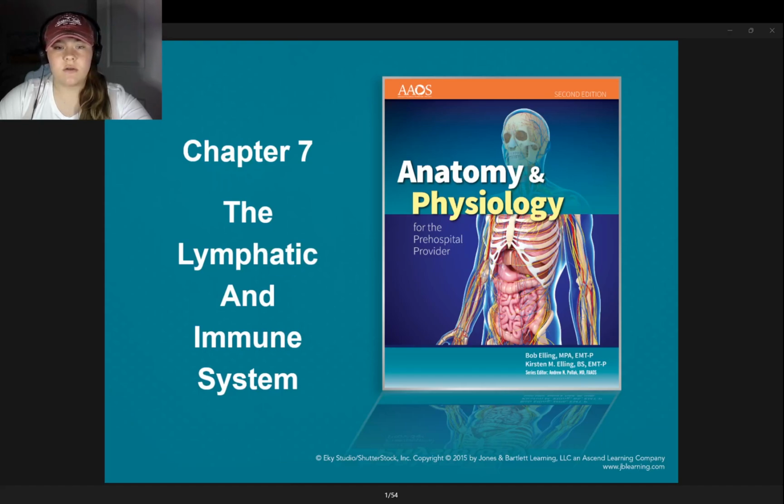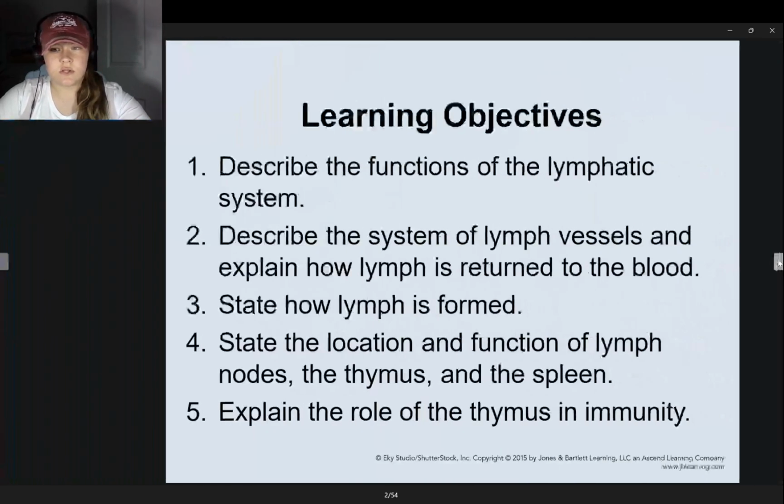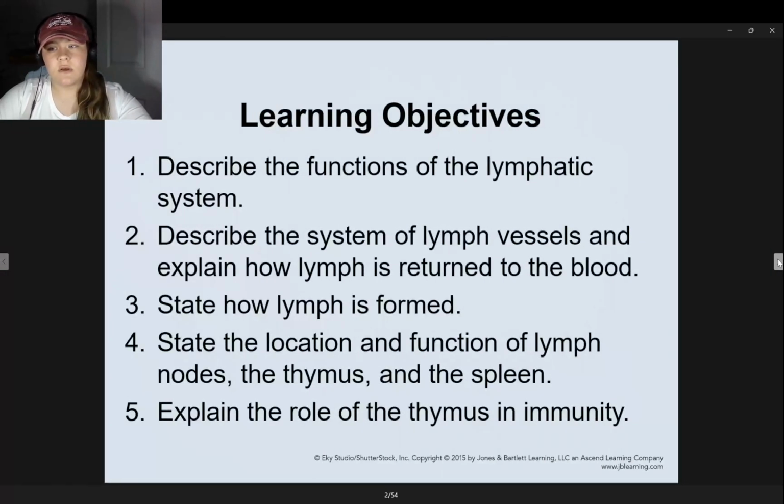Let's begin. We're going to do the lymphatic and immune system. Once again, it's JBL, same as I've always been using. I'm not going to read out the learning objectives. You can just read them here. Basically, it's good to keep track of these objectives if you are using these videos to study.